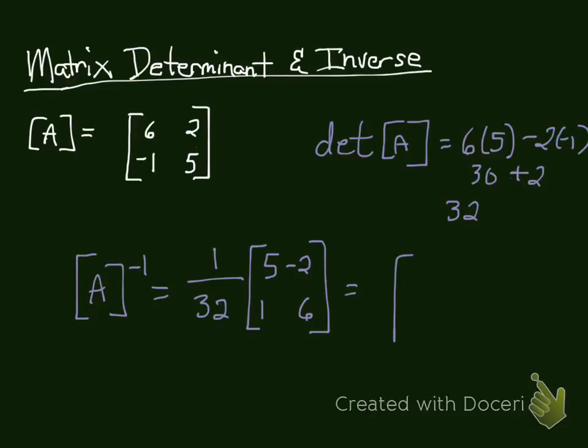So we would have 5 over 32, negative 2 over 32, 1 over 32, and 6 over 32. You could plug each one of those values into the calculator and get decimals if you would like.